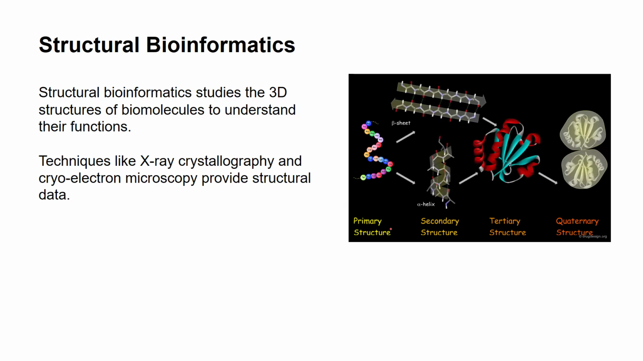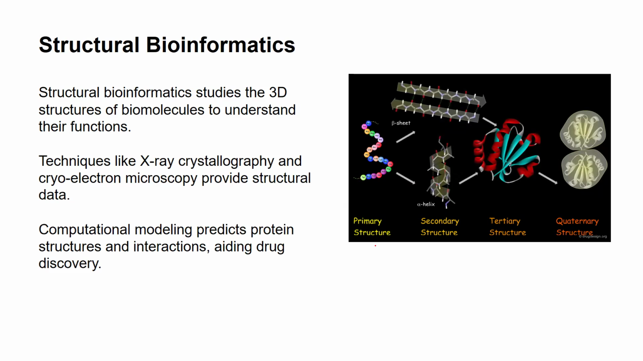So you see, this is a typical structural bioinformatics, where you get the amino acid sequence to predict the primary, secondary, tertiary, and quaternary structure of the proteins. And very importantly, computational modeling can predict the protein structures and interactions, which aids in drug discovery. So with structural bioinformatics, you can predict the structure of the proteins and also the interactions of the proteins with other biomolecules, which help in drug discovery.